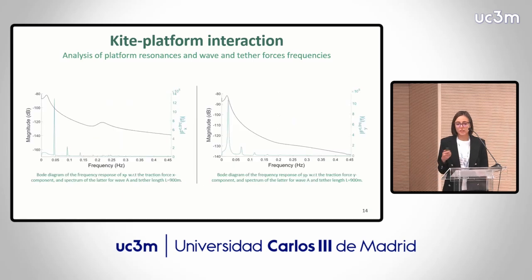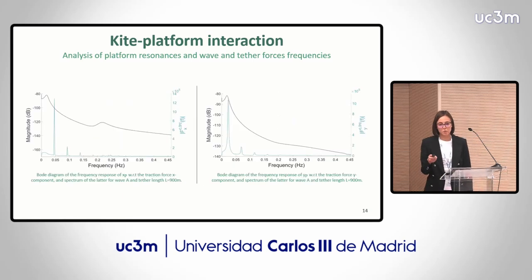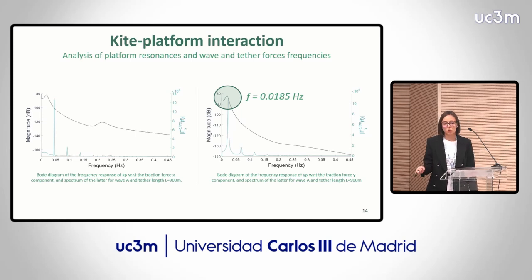But if we move to the x and epsilon direction, we can see that peaks are much more near. And in particular, for the epsilon direction, we have an overlapping of the two peaks at a frequency of 0.0185 hertz. And as I said before, this is a problem because this increases the motion of the platform. This complicates the operation of the kite and can lead to damages in the structure for increasing loads.